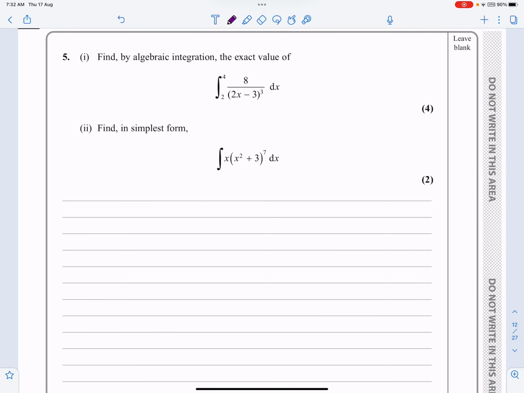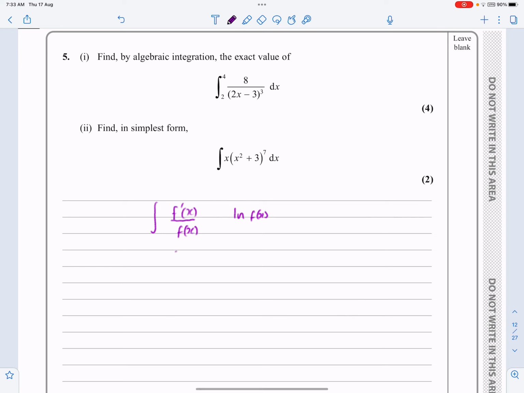Okay, this is the P3 paper from October 2021. If we have a look at it, we can see that this is an integration question. We're going to be using the reverse chain rule. Let's just remind ourselves, if we have a situation where we have f'(x) over f(x) for any fractions, that's just straight away log f(x).